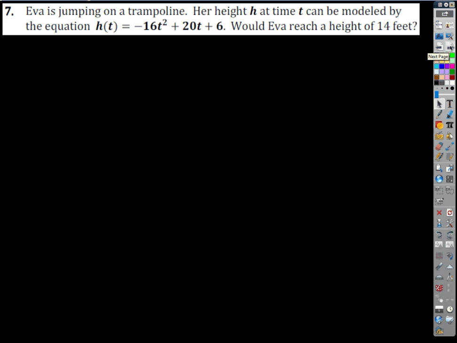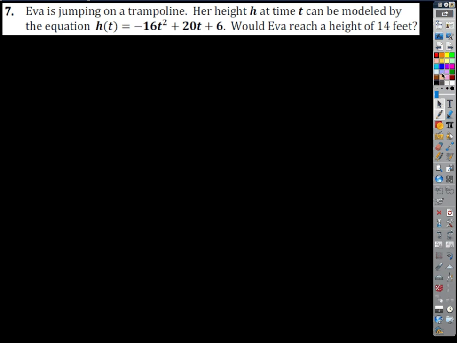So how could we do that? Now, we won't do the problem, but you tell me, how could we do this? Eve is jumping on a trampoline, her height h at time t is modeled by that function, right? So the question is, would she reach a height of 14 feet? What could you do? Find the vertex, right? All I'm trying to find is the output of the vertex, right? The y coordinate, in this case, the h coordinate of the vertex, right?